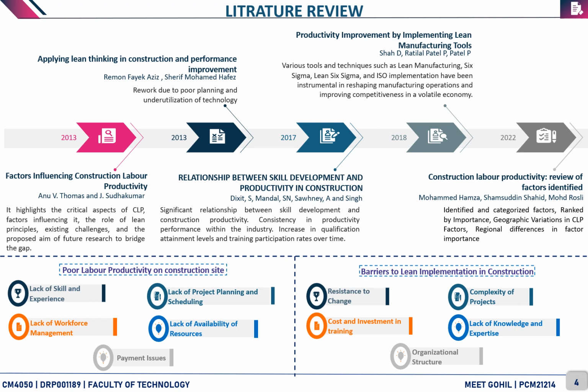Talking about the first inference, poor labor productivity on construction site is due to lack of skill and experience, lack of workforce management, lack of project planning and scheduling, lack of availability of resources, and payment issues. Talking about the second inference, barriers to lean implementation in construction are due to resistance to change, cost and investment in training, complexity of the project, lack of knowledge and expertise, and tedious and rigorous organizational structure.